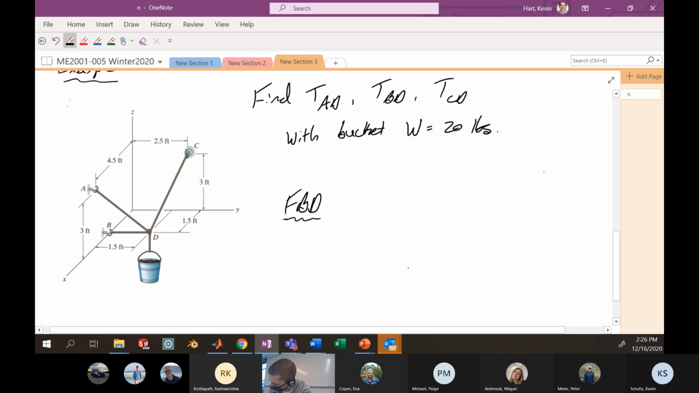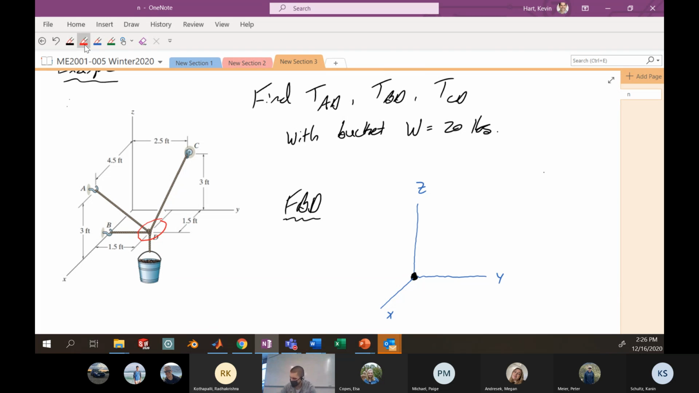Okay, so let's do it here. We've got this point in space, and we're going to isolate point D. So we isolate point D, we're going to cut through 4 different ropes there. We have to make sure that we account for all 4 of those. I'm going to put a coordinate system on here just to match the coordinate system of the problem. So here we have X, Y, and Z.